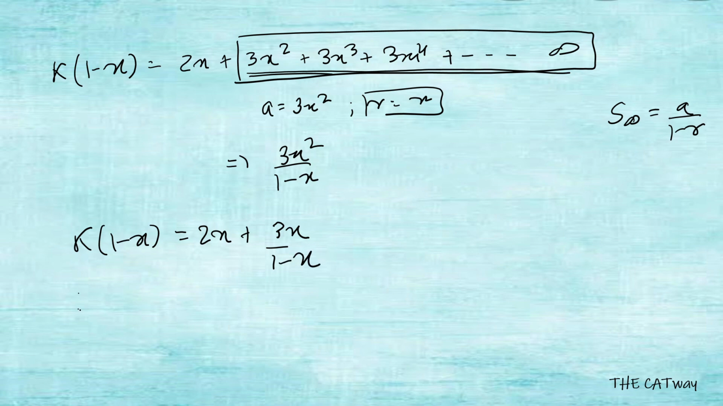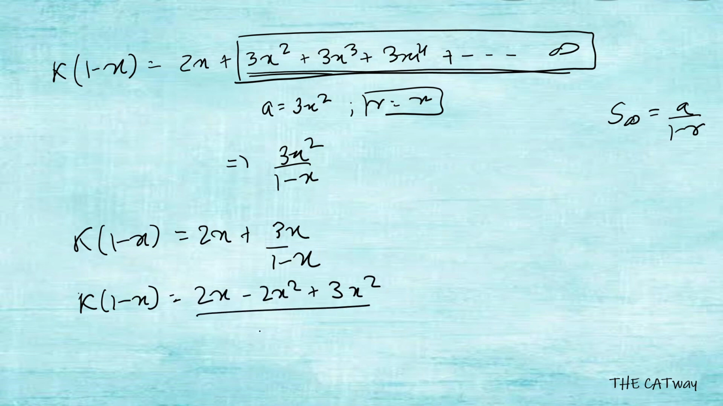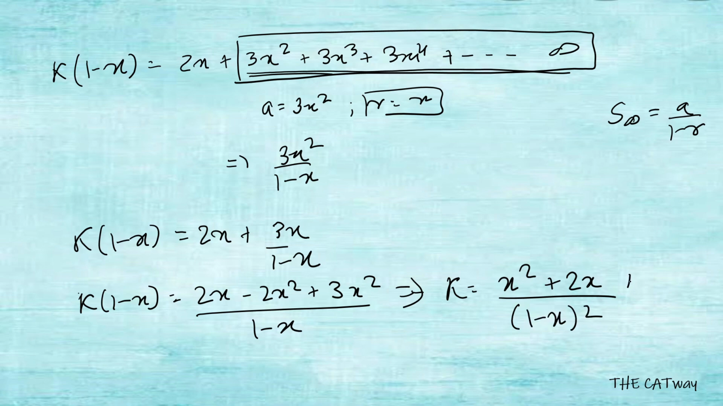Okay, so now let's solve it. Let's not write k as it is now. Okay, so k times 1 minus x is equal to 2x minus 2x square plus 3x square divided by 1 minus x. What do we get? We get k is equal to x square plus 2x divided by 1 minus x whole square, and this is the final answer. Okay, so this is the final answer. I hope you have understood it.